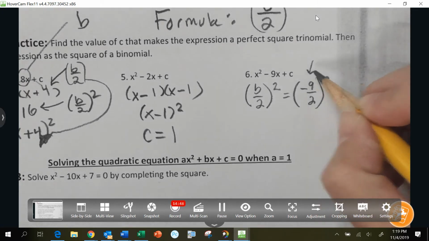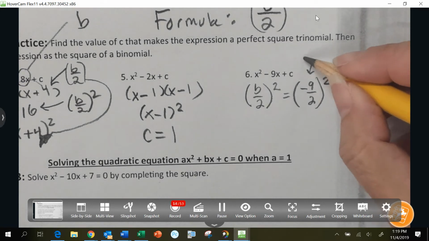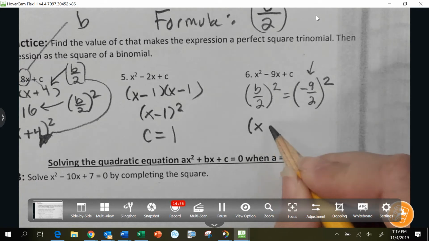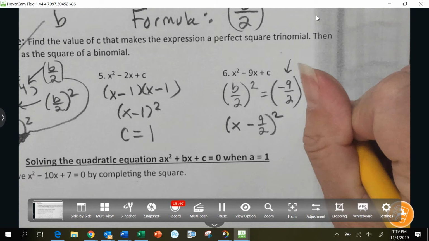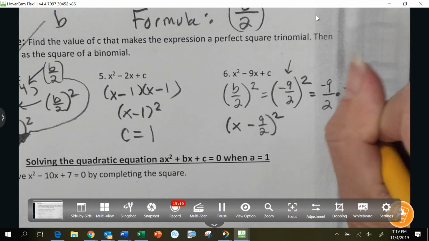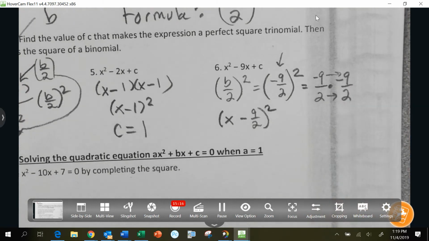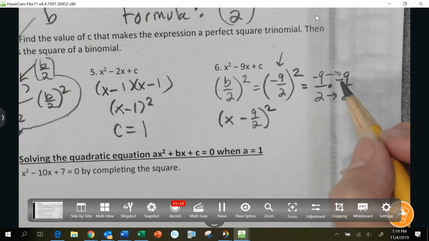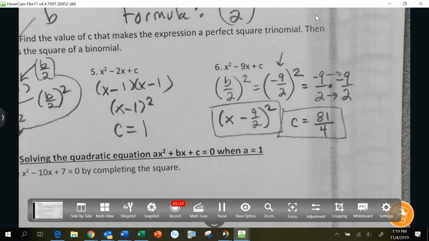So this right here is going to be the number that is in the parenthesis, the factored number. Actually, I can just write it right here. That'll be x minus 9/2 squared. So that's our factored number. And then square it to find the C. So when you square a fraction, it's like multiplying it by itself. I don't normally write this step out, but we really haven't done a whole lot of fractions in here. We're going to go straight across. So I will negative 9 times negative 9 and get what? 81 over 4. So that would be my C value. Okay?